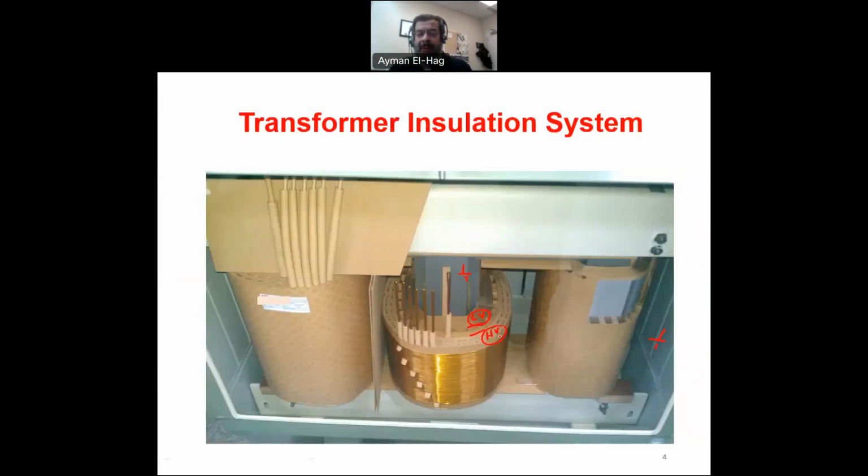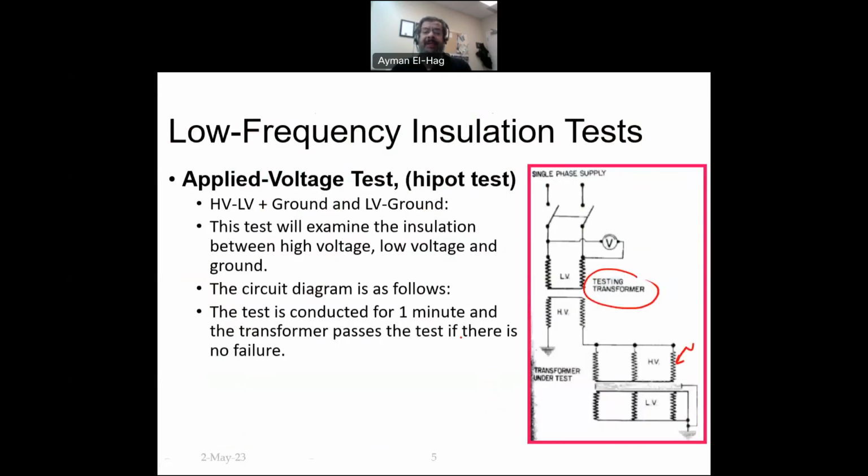So basically when you come here, I'm testing the clearance between the high voltage and the low voltage, between the high voltage and the ground as well. And basically we apply a certain voltage. I will come to that. Voltages depend on the transformer voltage level, for 1 minute. If there is no failure, if there is no sharp increase in the current, then the transformer passed the test. So this is basically what we call a destructive test.